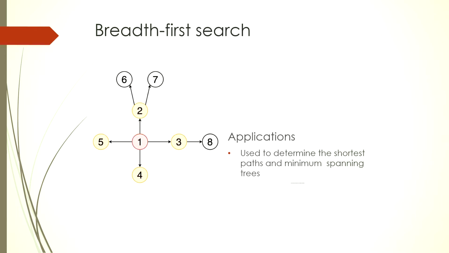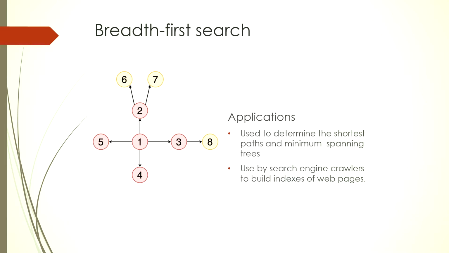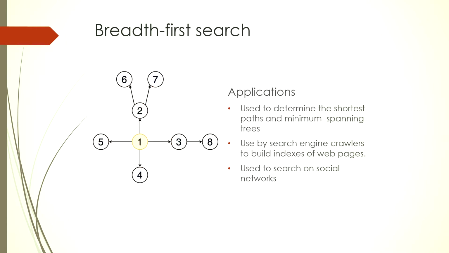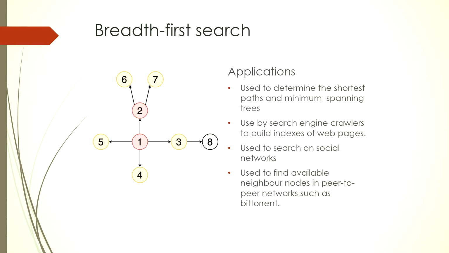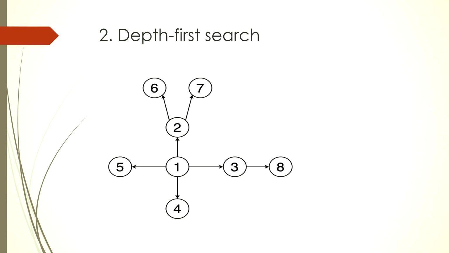Breadth first search applications: used to determine the shortest path and minimum spanning trees. Used by search engine crawlers to build an index of web pages. Used to search on social networks. Used to find available neighbor nodes in peer-to-peer networks such as BitTorrent.